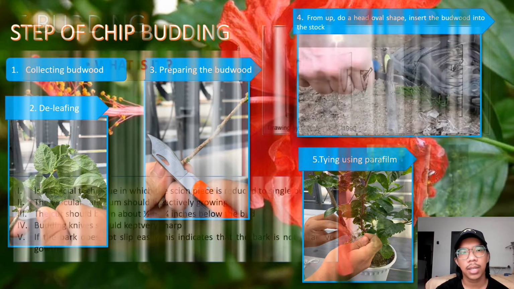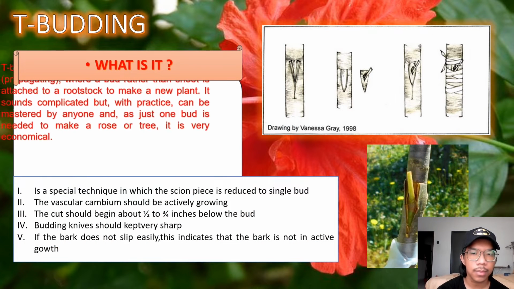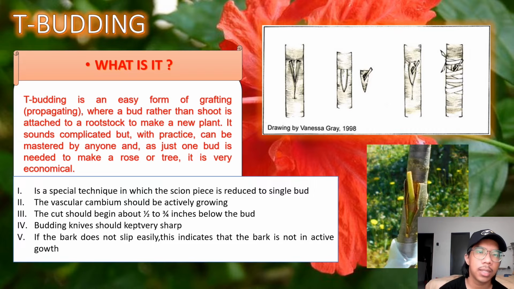Alright, next is T-budding. T-budding is an easy form of grafting, where a bud stock rather than a shoot is attached to a rootstock to make a new plant. It sounds complicated, but with practice it can be mastered by anyone, and as just one bud is needed to make a rose or tree, it is very economical.